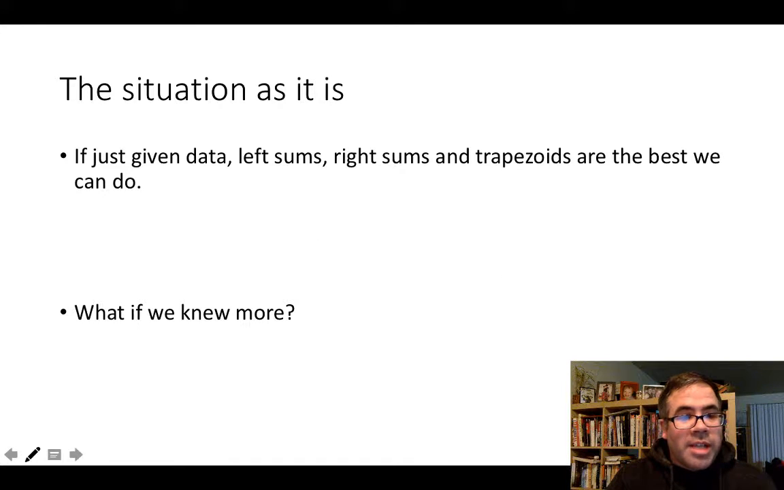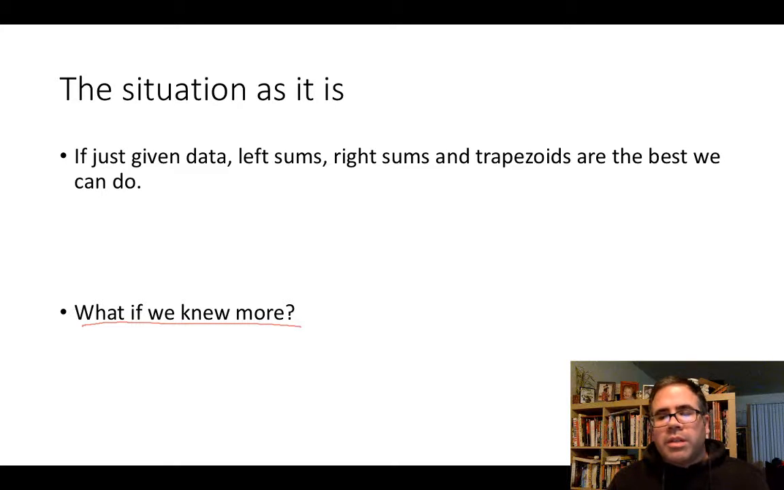So, the situation as is, our summary. If we have just data, we've got basically three options. There's a fourth, but I'm not going to get into it because there's no reason to do so. We have left sums, right sums, and trapezoids, which is just the best we can do because it's based on the data we have. We can't go out and get more data ourselves. But what if we knew more?